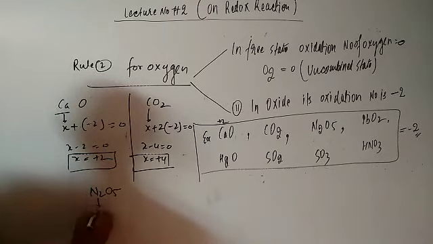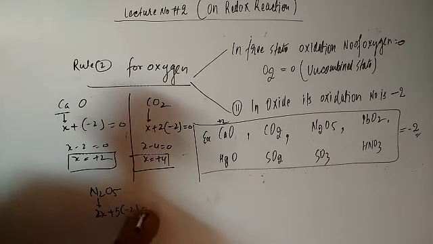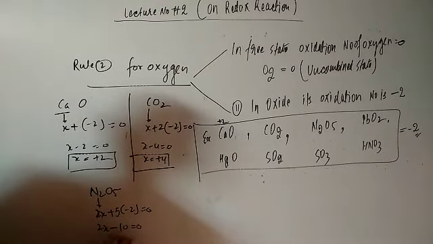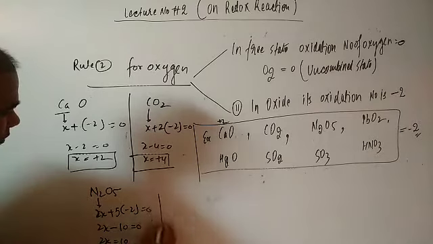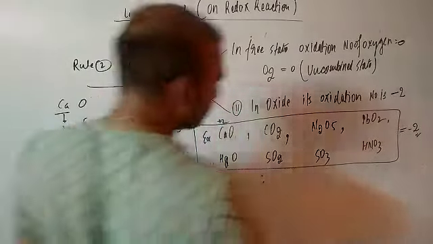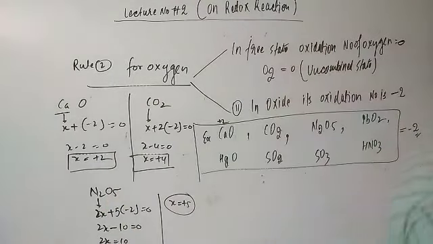Okay, if you talk about N2O5, so it is coming to be 2x + 5(-2) = 0. Why 2x? Because 2 N is there. So 2x - 10 = 0, so 2x = 10, so x = 10 by 2, it is coming to be +5. So x is equal to +5. This is the oxidation number, students. Similarly, you can calculate for the other elements also, student. Other elements also you can easily calculate.